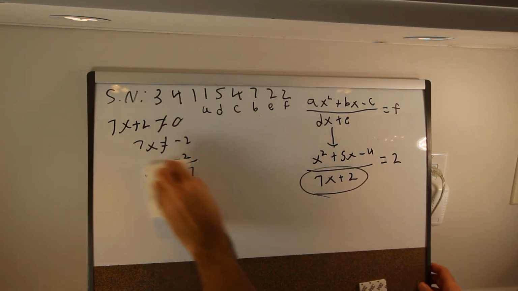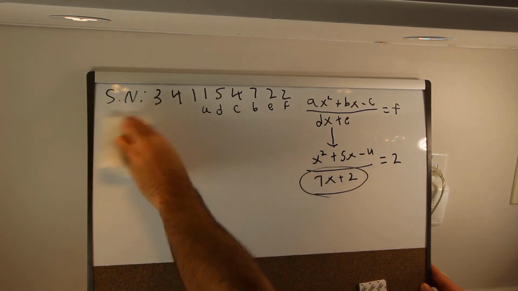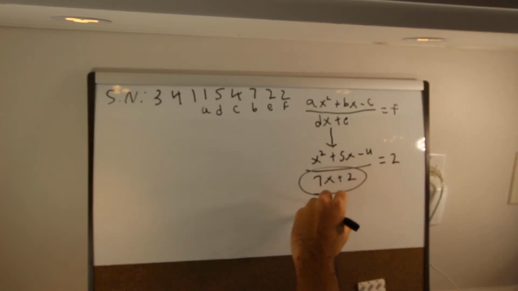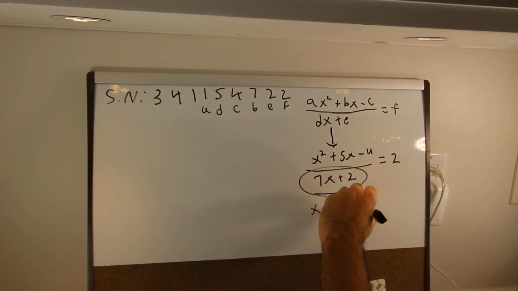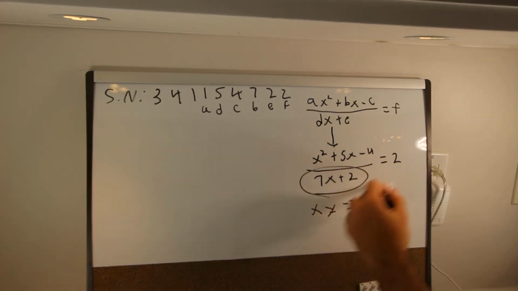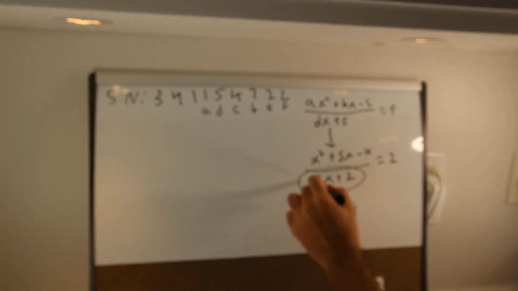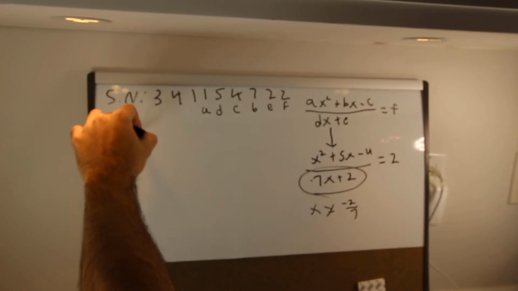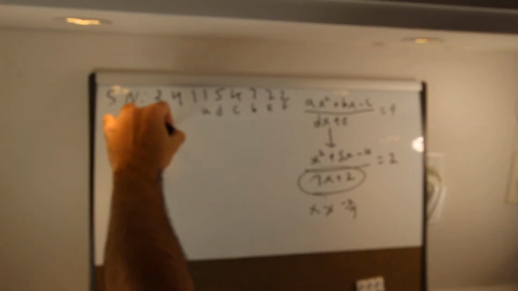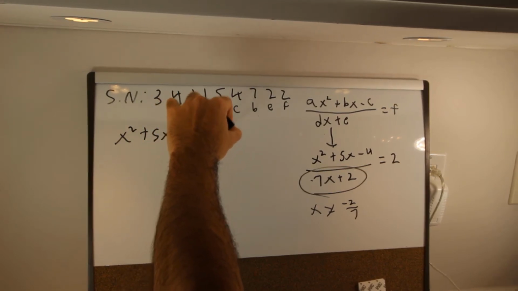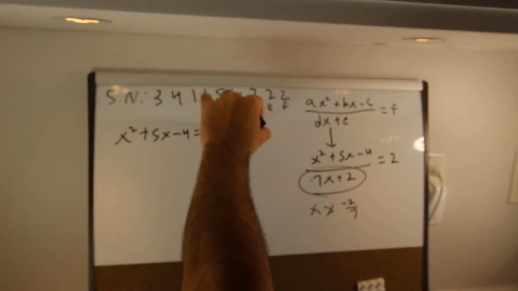So now I'm going to erase this from here and state the restriction on the side over here: x cannot equal negative 2 over 7. What we have to do now is turn this statement into a polynomial. So we bring the denominator to the other side, and it becomes x squared plus 5x minus 4 is equivalent to 2 bracket 7x plus 2.